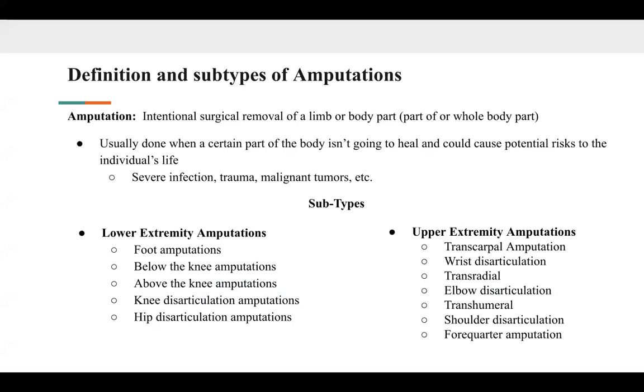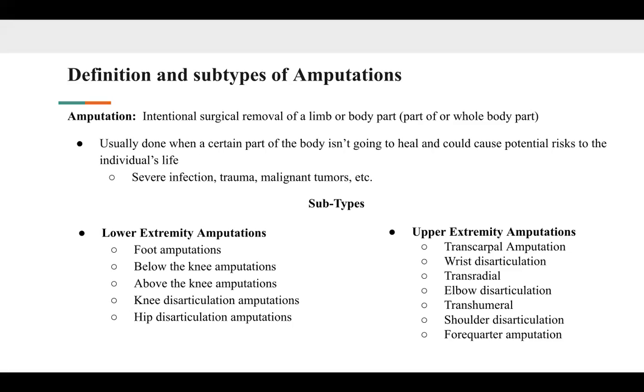So an amputation is an intentional surgical removal of a limb or body part, and it could be part of a limb or the entire body part. Amputations are usually only done when a certain part of the body isn't going to heal and could cause potential risk to the individual's life. So if there's severe infection and there's problems with blood circulation, if there's trauma after an accident, or if there's malignant tumors. And amputations can be done to the lower extremities or the upper extremities.